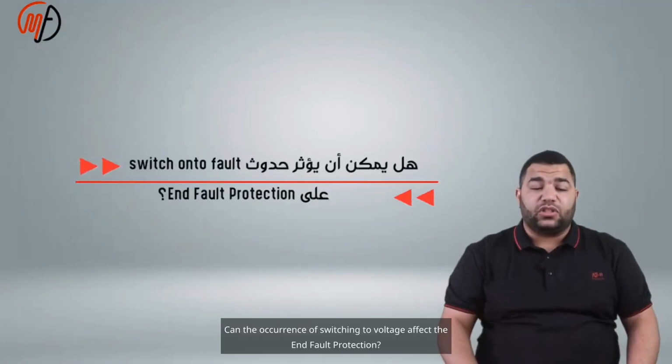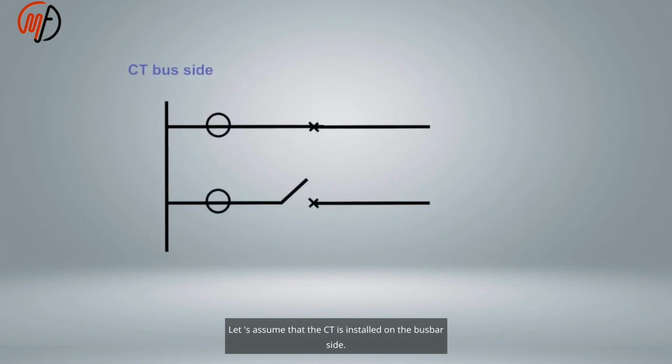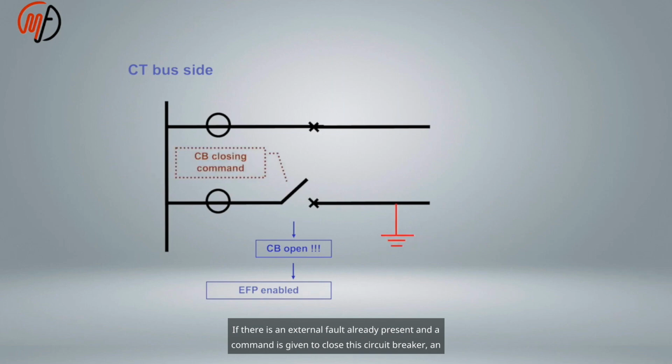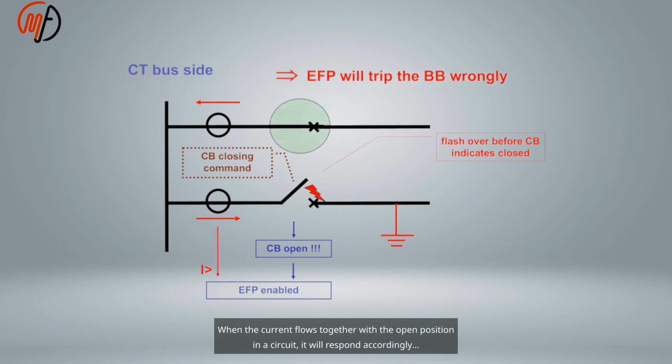Can the occurrence of switching to voltage affect the end fault protection? Let's assume that the CT is installed on the bus bar side. If this circuit breaker is open, it means that the end fault protection will be ready to issue a trip decision and will wait for current to pass through this CT. If there is an external fault already present and a command is given to close this circuit breaker, an electrical spark will occur at the moment of closing, just before the circuit breaker signal indicates that it is closed. When the current flows together with the open position in the circuit, it will respond accordingly. It issues a false trip signal for the circuit breakers.